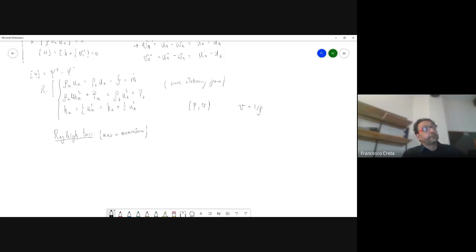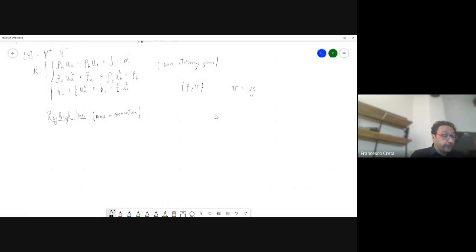Let's put an R here, short for Rayleigh lines. Let's see how we proceed. Every now and then I will jump a few steps because they're really straightforward, so there's no difficulty there, but just for the sake of conciseness. So let's start with momentum.